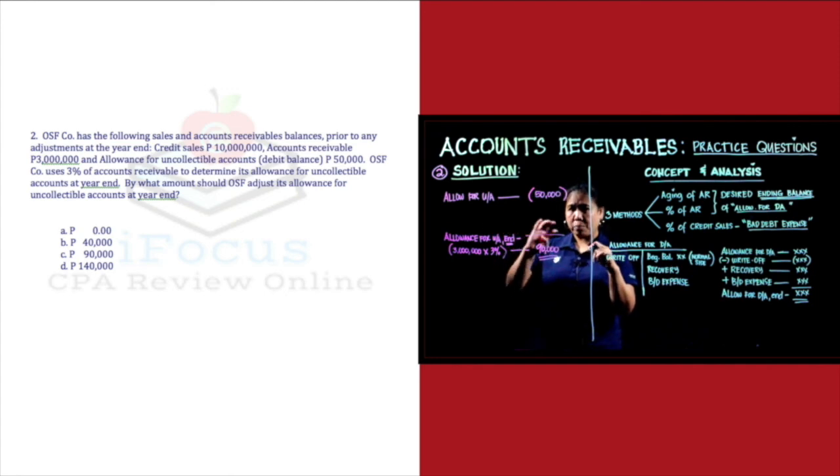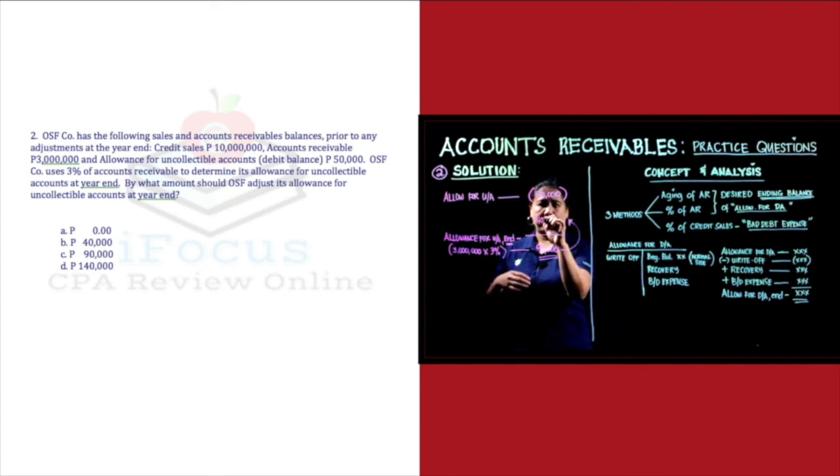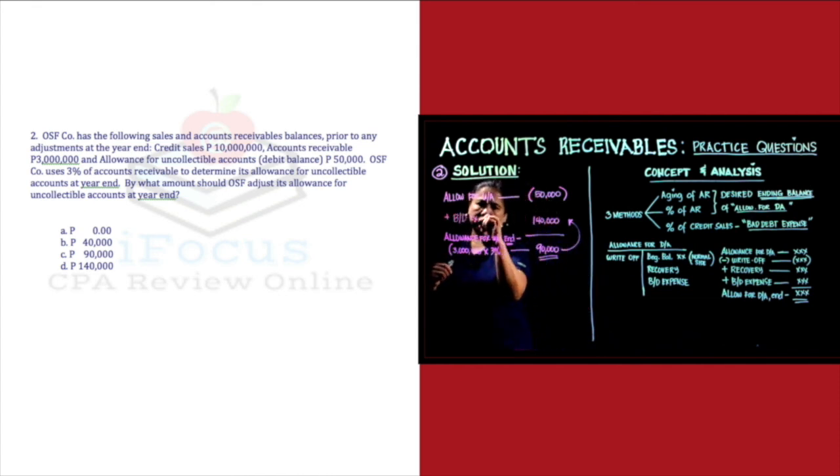Now, ang tinatanong ng problem is kung magkano yung i-adjust natin sa ating allowance for uncollectible accounts, yung adjustment. So magkano kung 50 ito at 90 ang ending balance natin, meron tayong 140,000 na i-adjust. At ano itong 140,000? Yan po ang ating bad debts expense. Alright? So our answer is letter D.